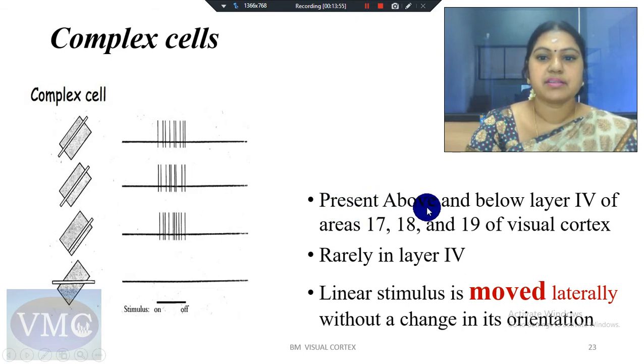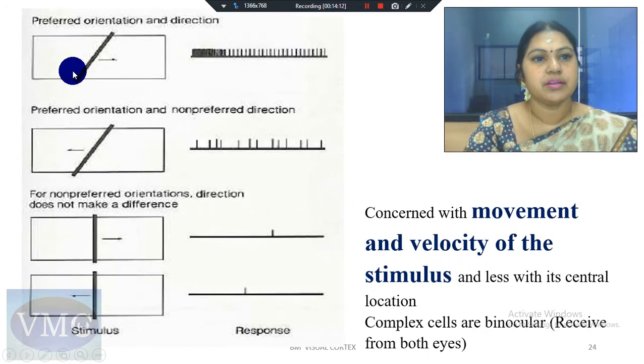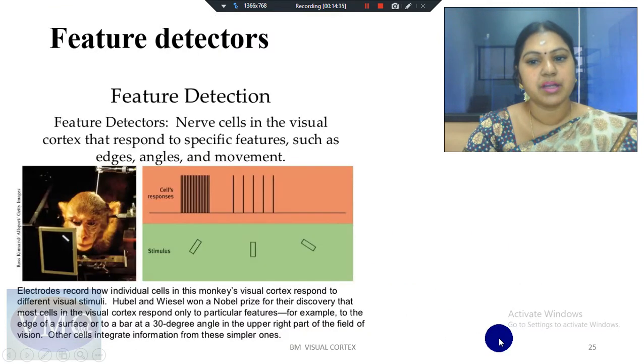So these cells are present above and below layer 4 of the visual areas. It is in areas 18 and 19 of the visual cortex. It is rarely present in layer 4. So a linear stimulus is moved laterally without change in its orientation. So here there is a preferred orientation and preferred direction. When it is moving, then there is an excitation and it gets stimulated. If it is in some other direction, there is no response. So it is concerned with movement and velocity of the stimulus and less with the central location. Complex cells are binocular, receiving information from both the eyes.